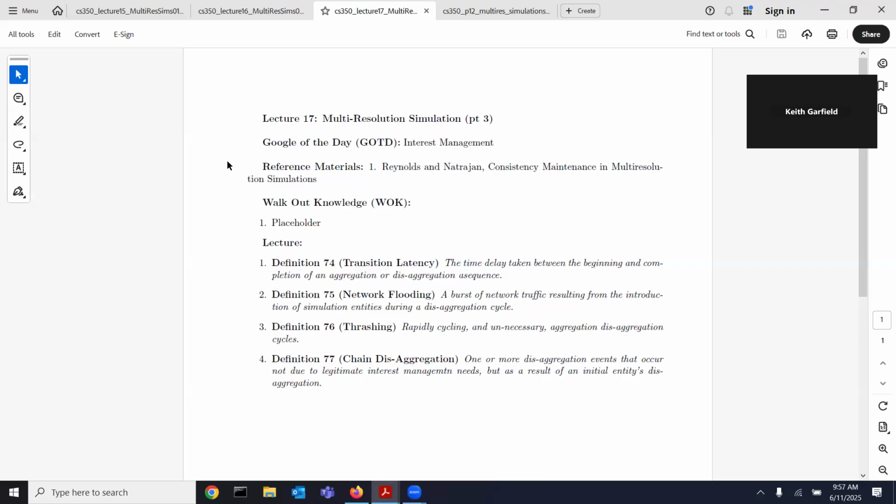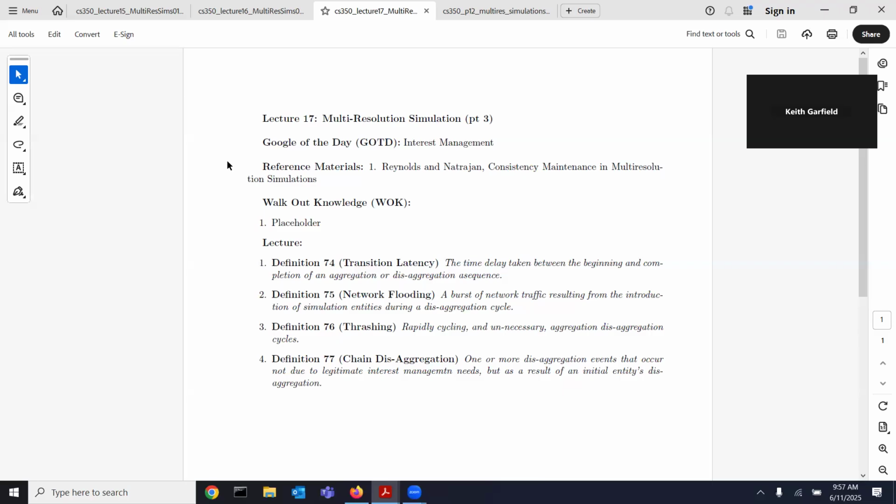So you can see this transition from the high level single entity to the low level multiple entity. That's where you get the transition latency, right? Particularly if this thing has a lot of entities. That's where you can get network flooding. But then you can get thrashing.